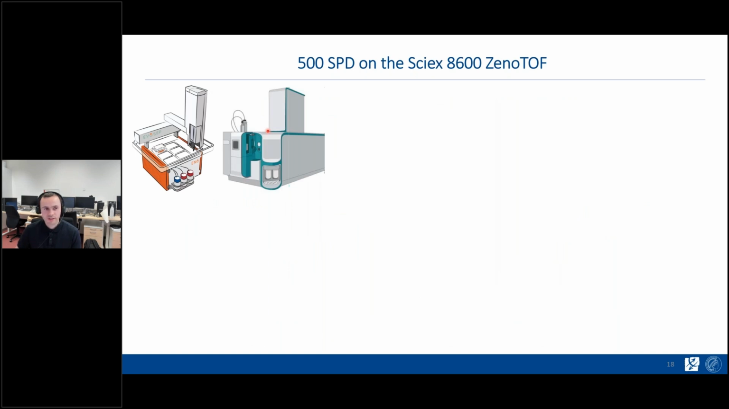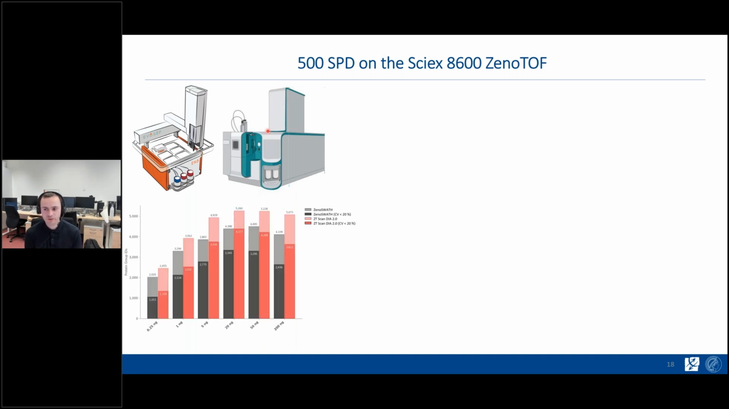And last but not least, I'll touch upon running these 500 SPD gradient on the new CyX instrument, the 8600 Xenotoph. So this was launched just last week, and this is what the results look like for 500 SPD for different inputs. And it's also quite impressive. So at 20 nanograms, you can already identify 5,000 protein groups, but unfortunately the current software version I have has a bug for very high ion fluxes. So I'm not seeing the increase I should for 50 and 200 nanograms, but nonetheless, even for the 20 nanograms with 5,000 protein groups, this is pretty amazing.